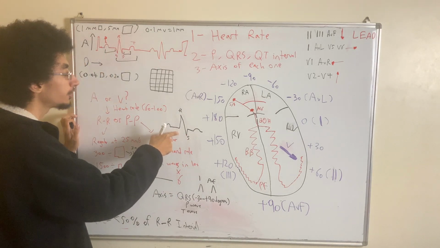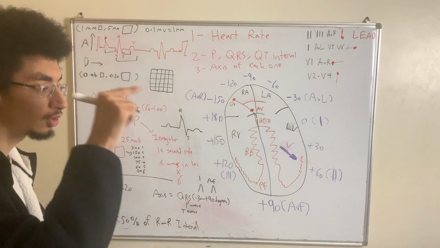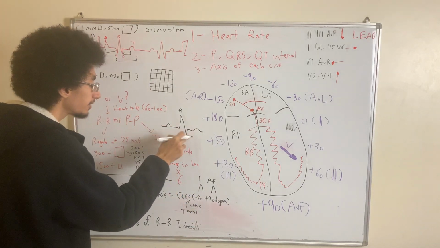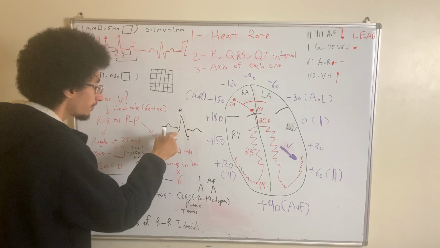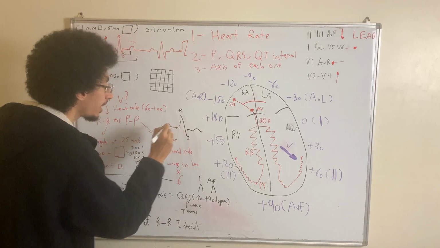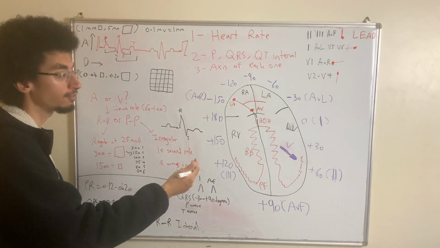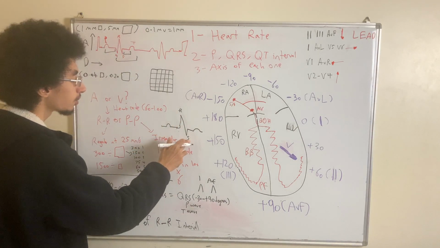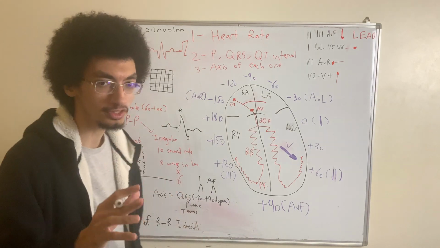There will be no Q wave because a Q wave will be considered when we have a negative deflection coming here, the first negative deflection after the P wave. But if we don't see it, we see an upward deflection, then a negative deflection after this R wave, this will always be known as an S wave. Okay?